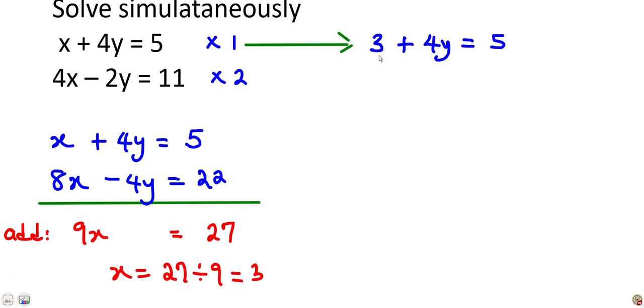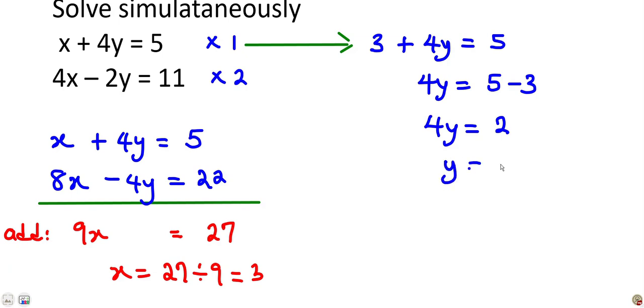And I can subtract 3 on both sides. So I'm going to have 4y is going to be 5 take away 3, and 4y is going to be 2. And to get y, I need to divide both sides by 4. So that's 2 over 4, which is the same thing, if I cancel it down, as 1/2. So in summary, I can say x is 3 and y is 1/2, or half.